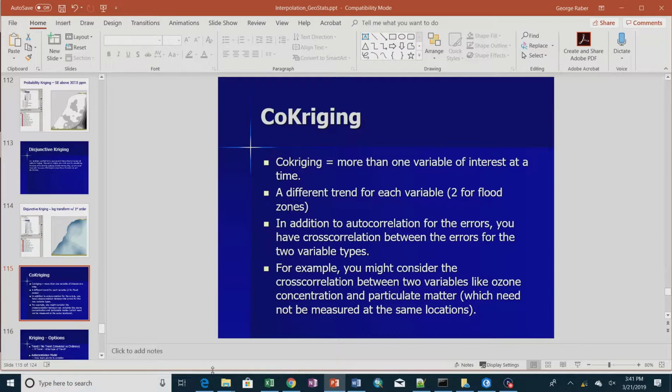So now you're trying to predict salinity in the bay, and you're using your input points. You're also going to use kriging as your method, so you're using the distance to nearby values. But then further, as another predictive variable in the model, you're going to use distance to the river outlets. So in addition to the autocorrelation, you also have cross-correlation between the two variables. The example that this one gives here is ozone concentration and particulate matter might be related. So you could put one in to predict the other.